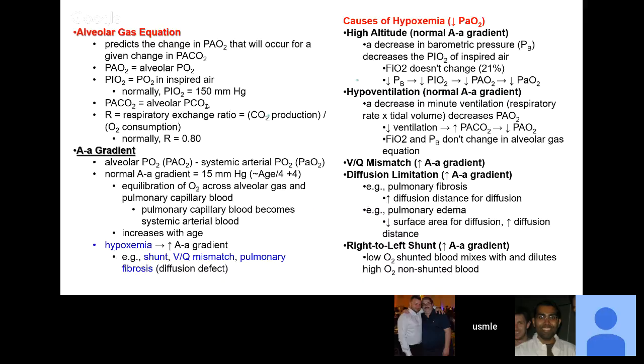Normally, you're going to have the alveolar-arterial gradient be around 15 millimeters of mercury starting from 4 years old, and then you add 4 by age. So you're going to have the equilibration of the oxygen across the alveolar gas and pulmonary capillary blood. So this is the exchange in one word.